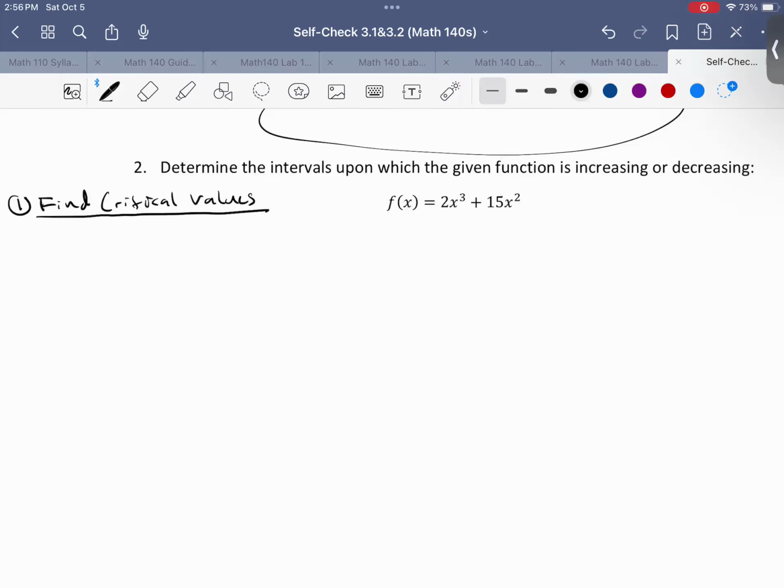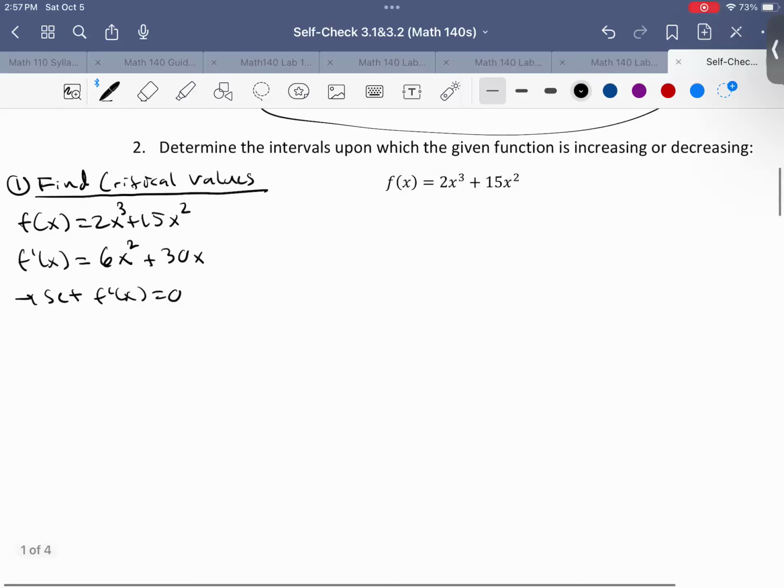I need to take the first derivative of that function, f of x. Let me write it out. This is f of x equals 2x cubed plus 15x squared. I need to find the first derivative, so this would just be 6x squared plus 30x. Remember, I need to set this equal to 0 to find that critical value. So this becomes 6x squared plus 30x equals 0. And now I just need to solve for x.